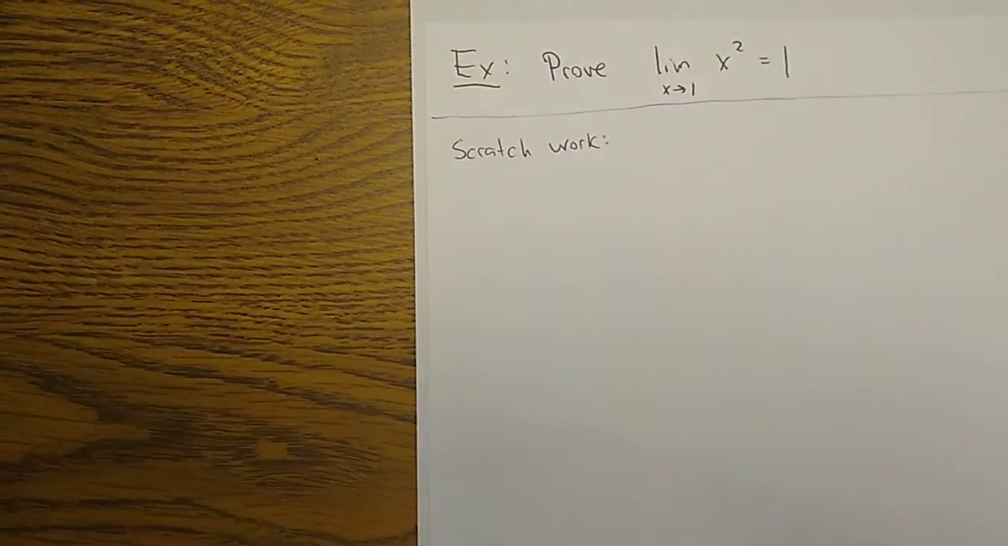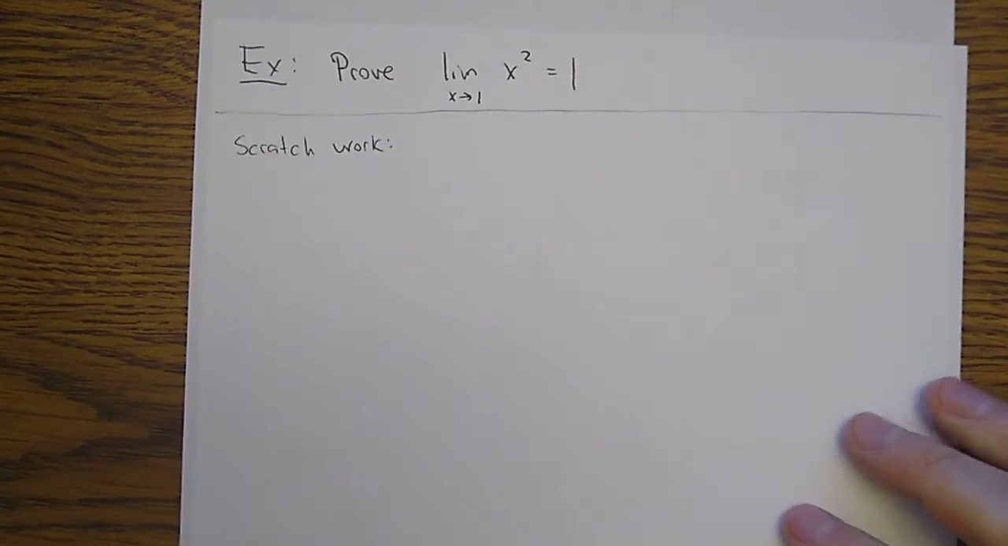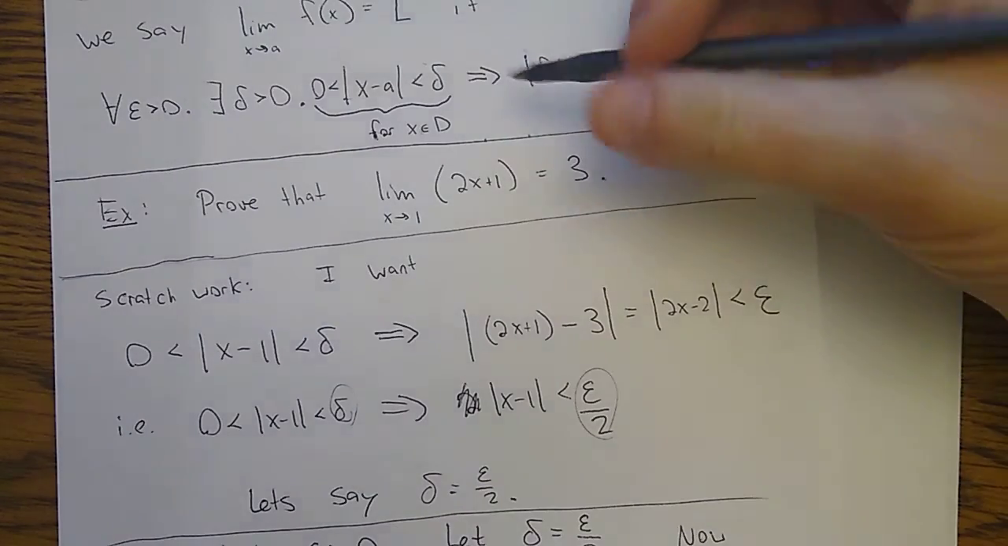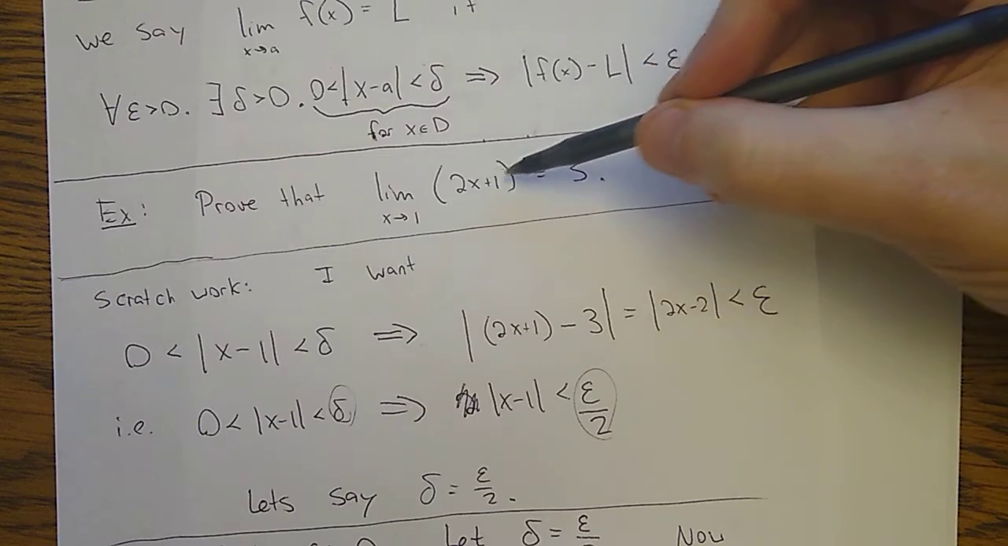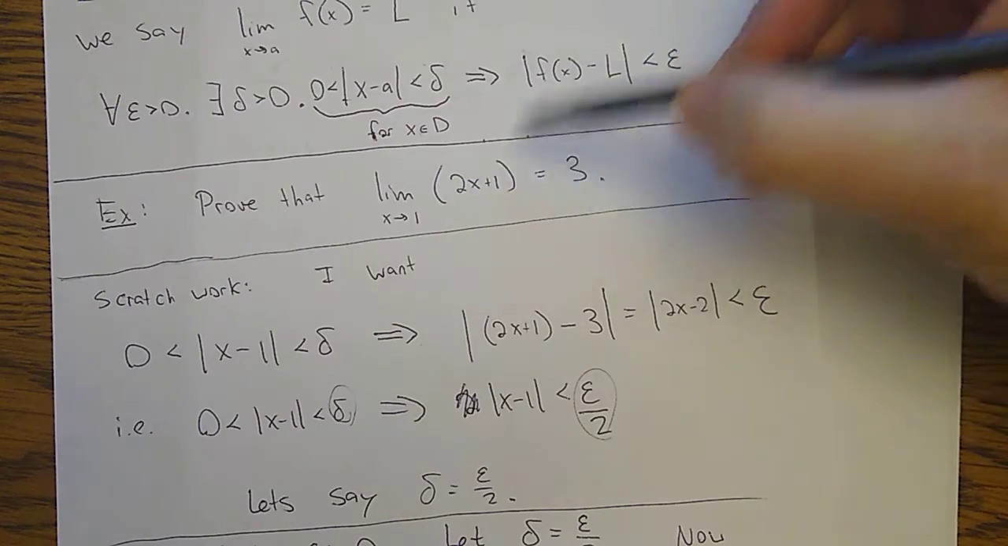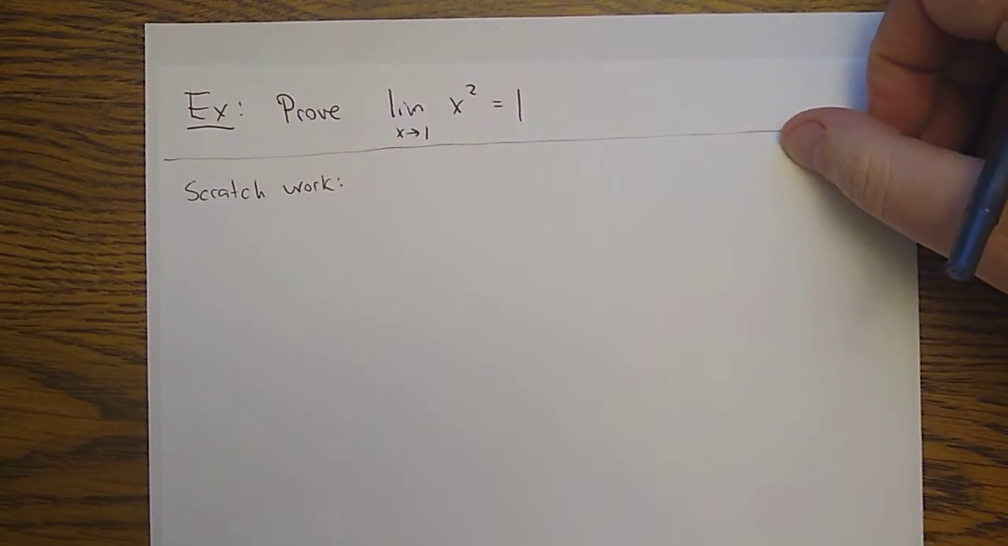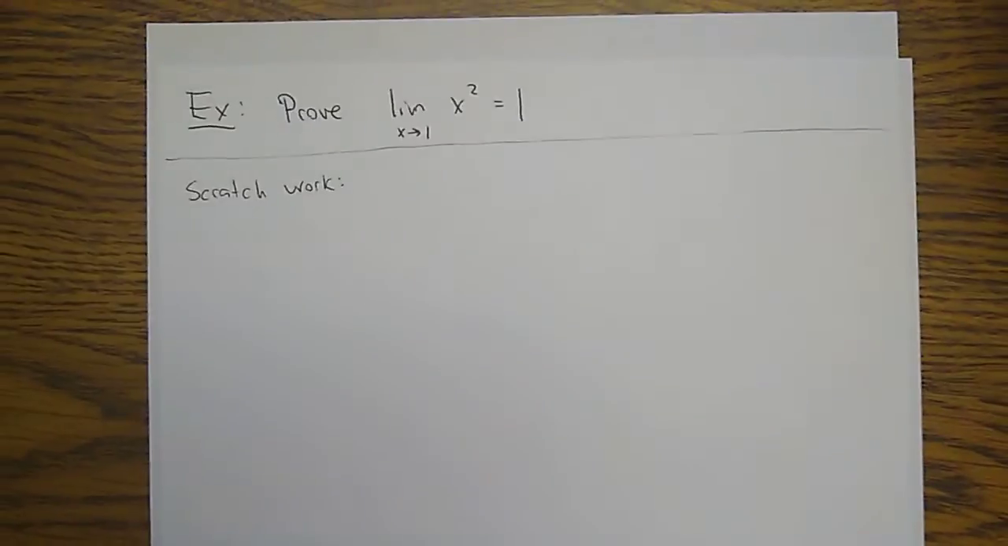All right, let's do another limit. The last one we did was a linear function. It was this one, and I'm saying linear, it's like mx plus b. There's no x squared, there's no x cubed. Let's do one that is not linear, x squared.